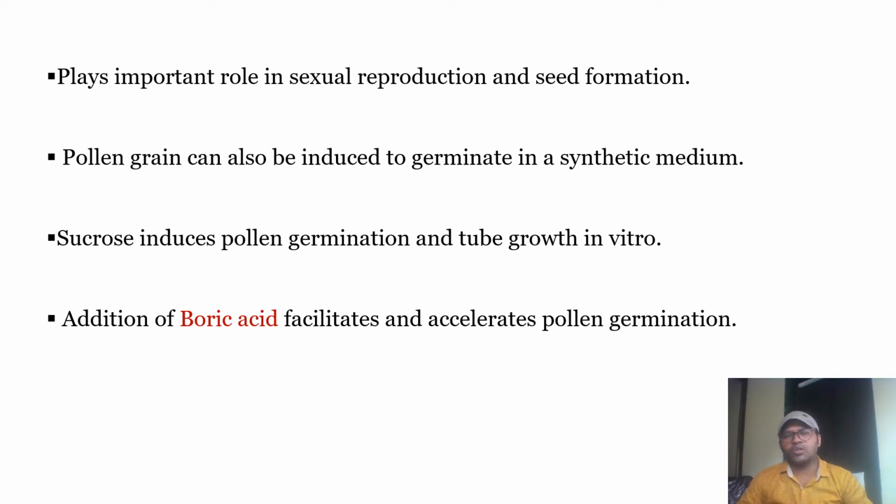Pollen grain can also be induced to germinate in synthetic medium. They can be germinated artificially in synthetic medium. Sucrose is the medium where the pollen grains get germinated and they can be grown in vitro. Even this sucrose along with boric acid accelerates the pollen germination procedure.